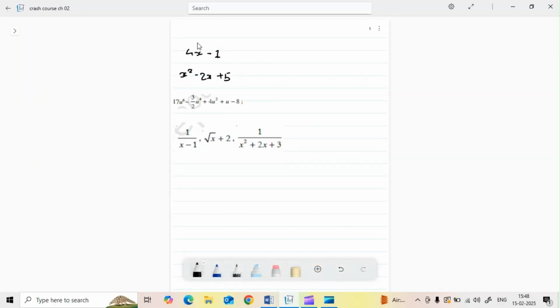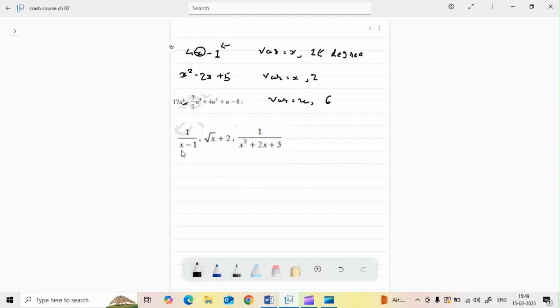A polynomial equation is one which has some variable and its power is greater than 1. So for this equation, 4x minus 1, the variable is x and its power is 1. Over here the variable is x and its power is 2. The power is generally called a degree, right? So over here degree is 1, over here degree is 2, and over here you can see that the variable is u and its degree is 6 because the highest power is 6.